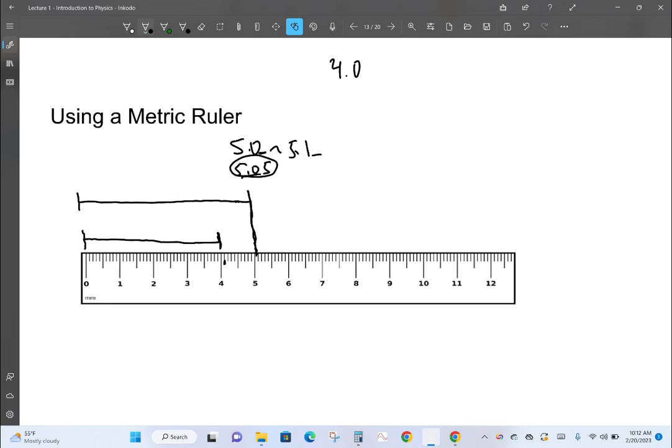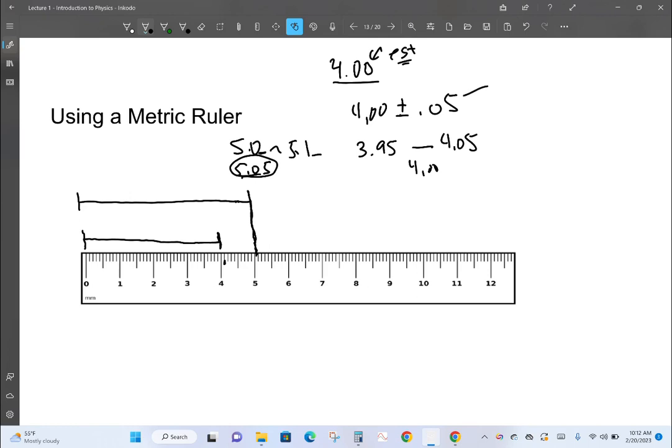So when we use a metric ruler, this is going to have 3 significant figures. That last decimal place is an estimated place, and it's dependent on the smallest division as to how far out we can go. We can't go to the nearest 1/100th of a centimeter, but we can go to 4.00 plus or minus 0.05 centimeters. So we could have an answer that was 3.95 or 4.05 or 4.00.